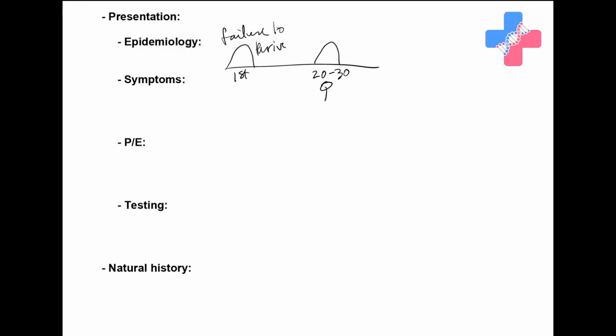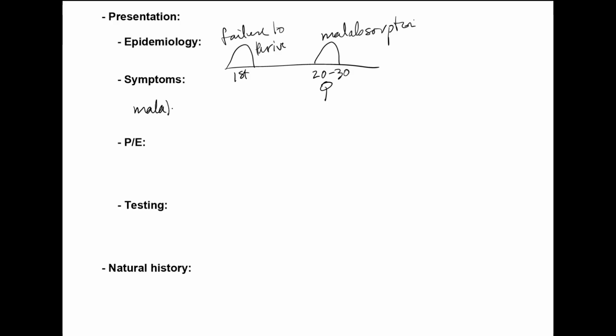Sprue has a bimodal epidemiology. It occurs in the first year of life, which will be a failure to thrive, and then, much like other autoimmune diseases, in 20 to 30-year-old females who present with the symptoms of malabsorption.